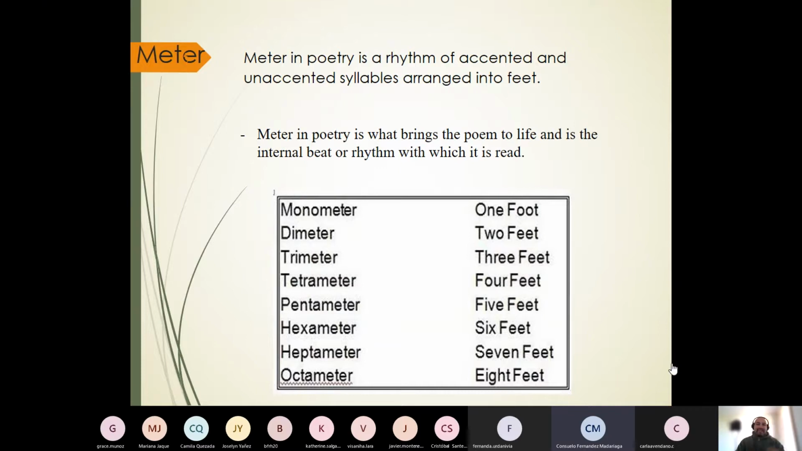Excellent. Congrats. I wouldn't have been able to read that, even though we should be familiar with this, right? Mono, di, tri, tetra, penta, hexa, hepta, and octa. Okay, excellent. So monometer, one foot, dimeter, 2 feet.